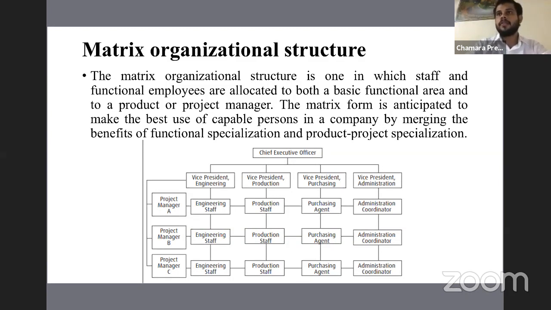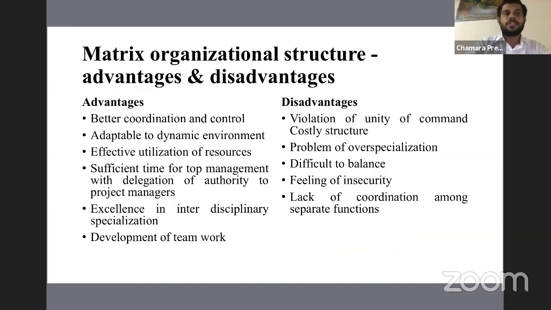Now let's see the advantages and disadvantages. I can see better coordination and control, adaptability to a dynamic environment, effective utilization of resources, sufficient time for top management with delegation of authority to project managers, and excellent interdisciplinary specialization and development of teamwork. The disadvantages are violation of unity of command, a costly structure, the problem of over specialization, difficulty to balance, a feeling of insecurity, and lack of coordination among separate functions. Okay, so these are the disadvantages.